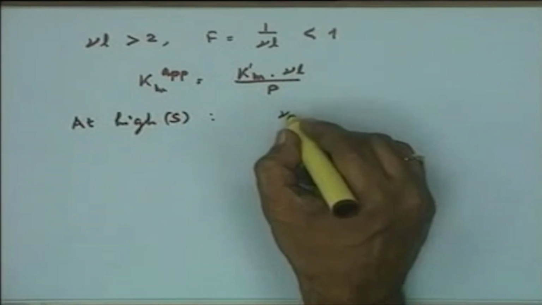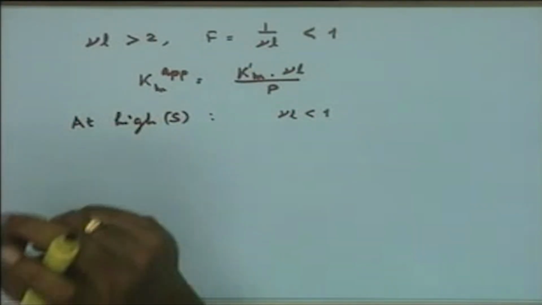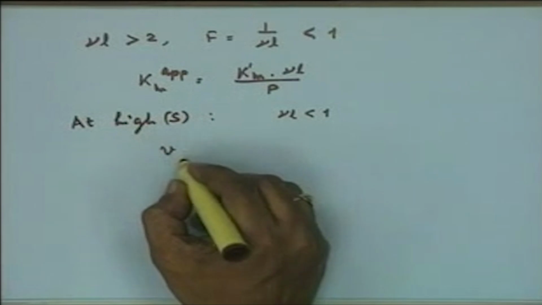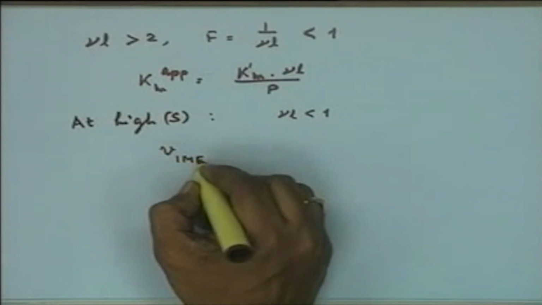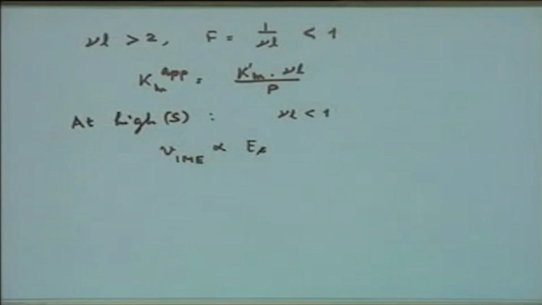When you are talking of gamma L less than 1, that means a thin slice or smaller particles, your reaction rate of immobilized enzyme will be proportional to enzyme loading. If you make different preparations with different enzyme loadings, the reaction rate will be proportional to the enzyme loading. That means as you increase the enzyme loading, the reaction rate will also increase.